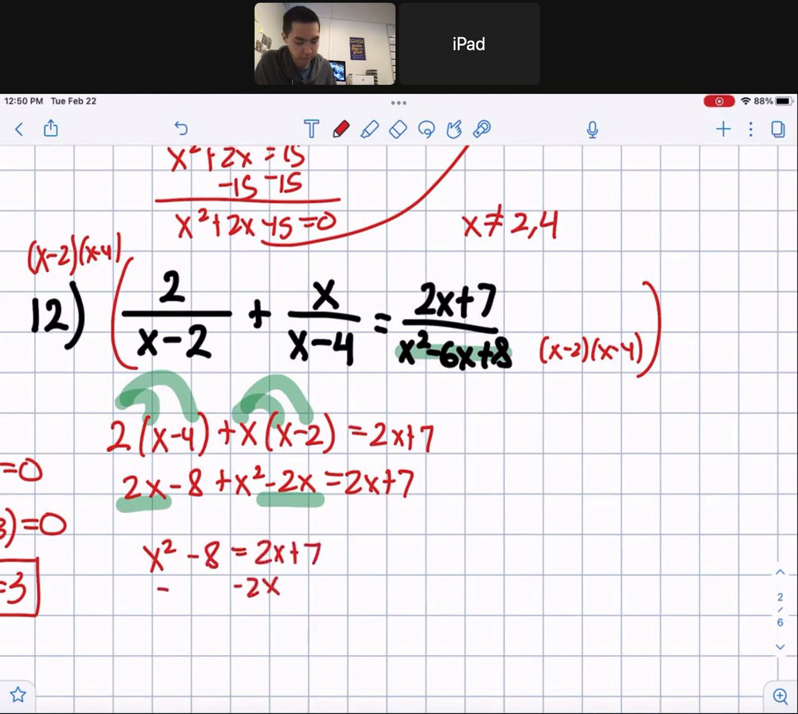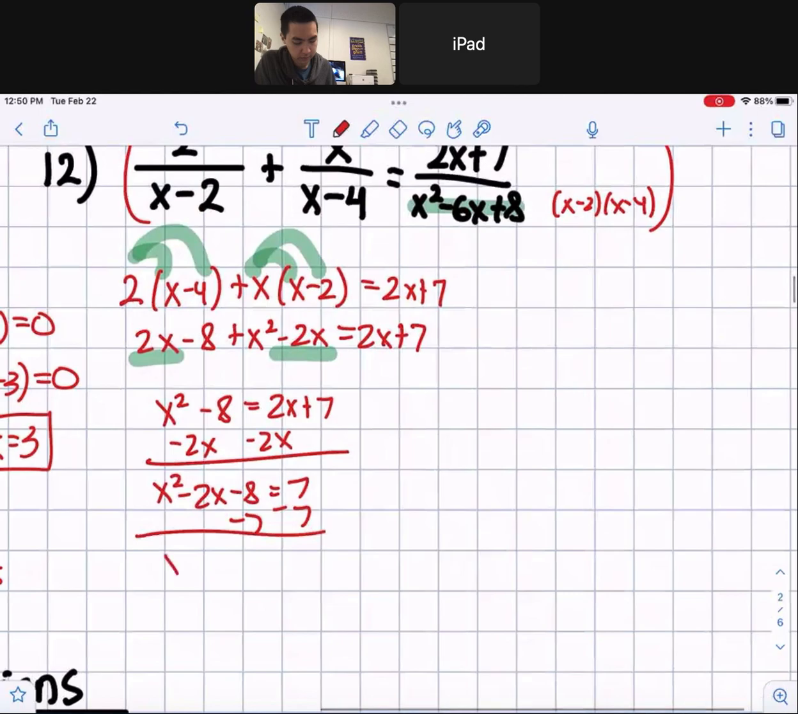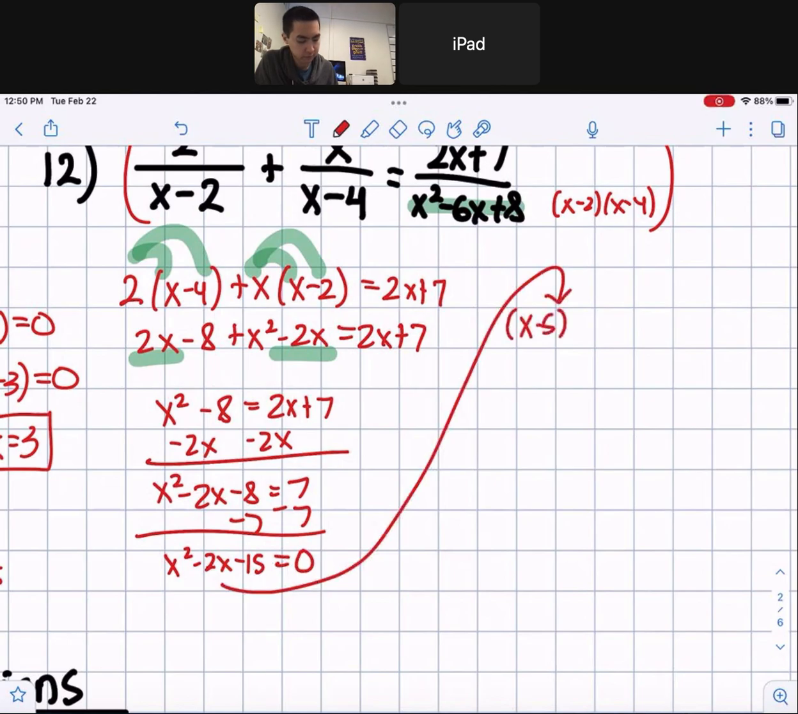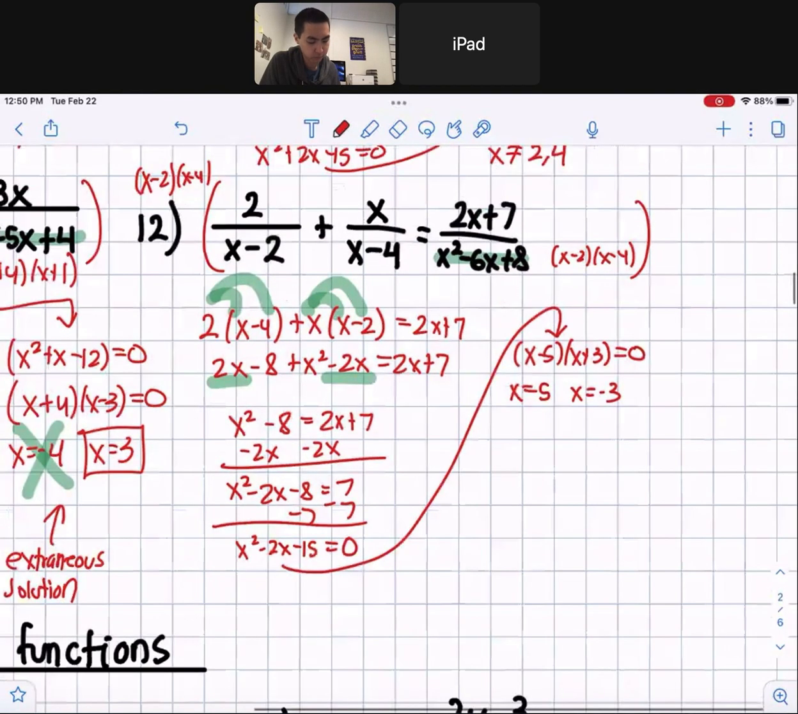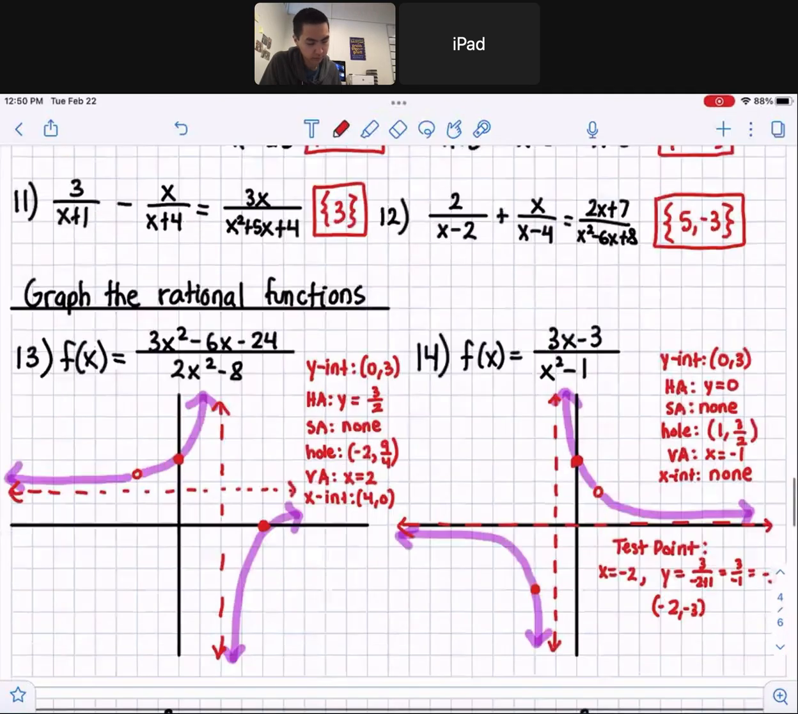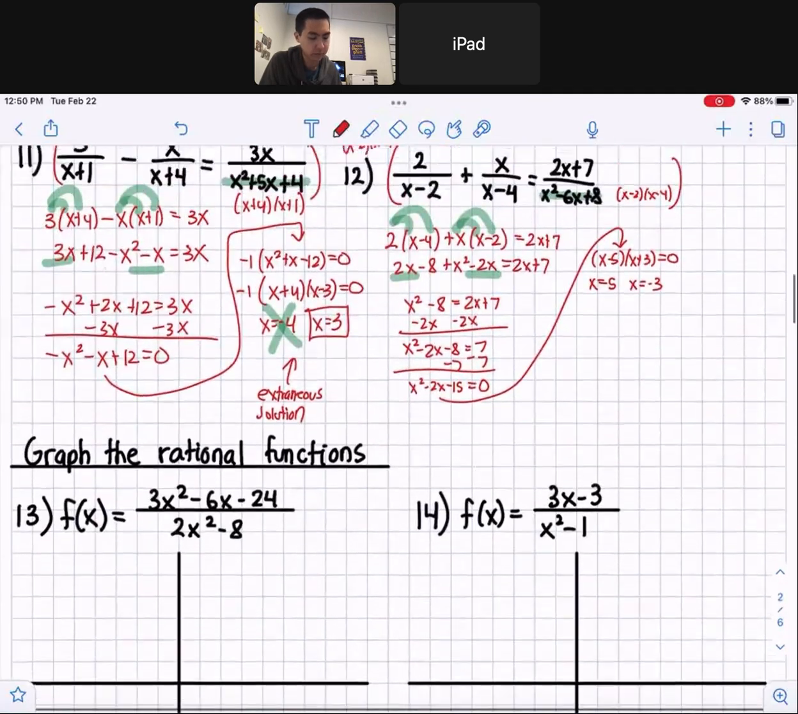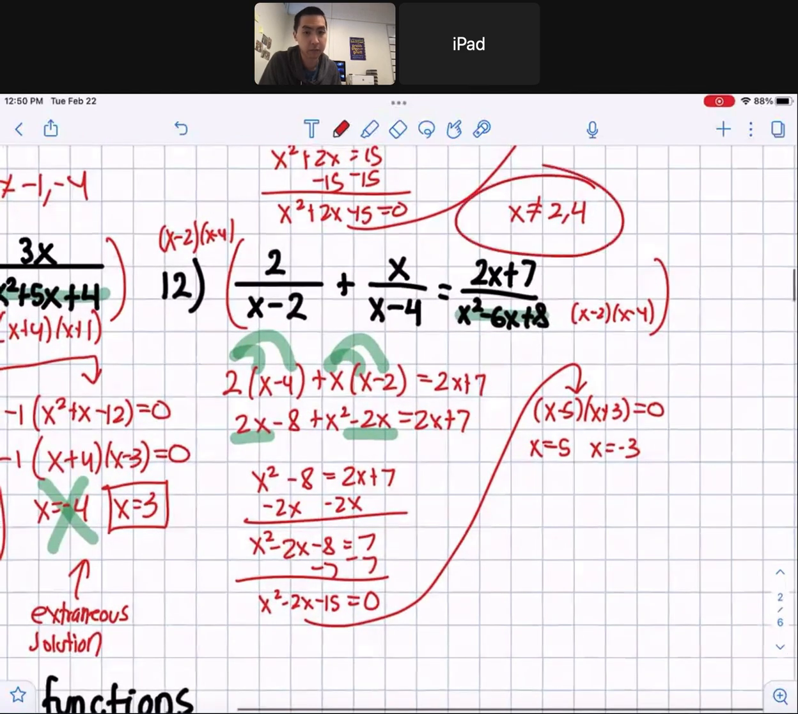So subtract negative 2x. That can't combine with anything. So minus 2x minus 8. And then subtract 7 from both sides. X squared minus 2x minus 15 equals 0. Factor: x minus 5 times x plus 3 equals 0. Excuse me. And then solve for x. X has to equal 5 and x has to equal negative 3. Which I believe both of those answers are perfectly fine because they don't interfere with what x cannot be.